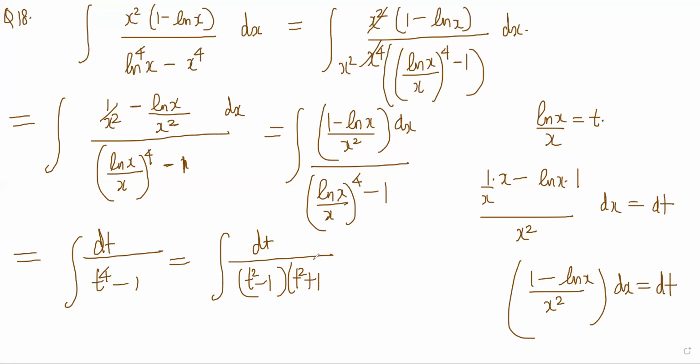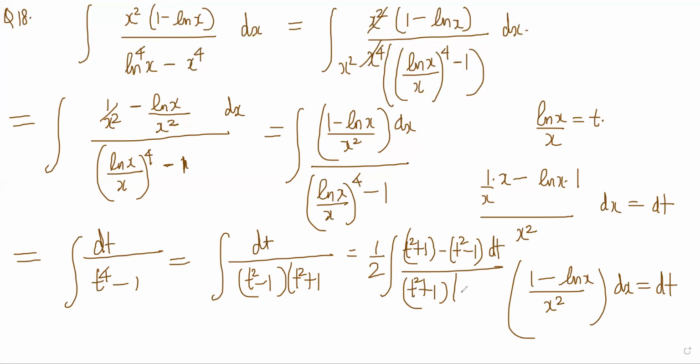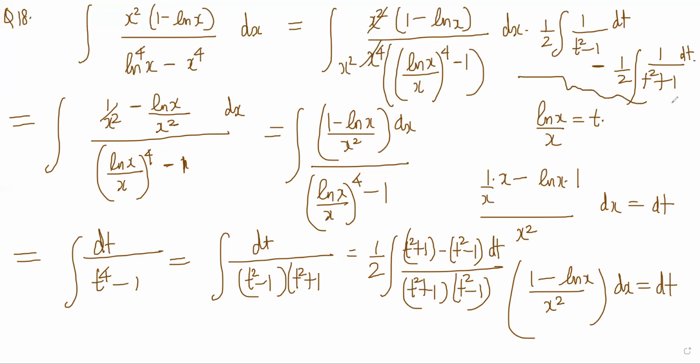You can say that this is equal to half into 2, and 2 is equal to (t square plus 1) minus (t square minus 1), dt by (t square plus 1) multiplied by (t square minus 1), right? And then you end up with two separate integrals: half of 1 by t square minus 1 dt, minus half of 1 by t square plus 1 dt, right? These integrals are easily doable. This is a standard formula, and this is simply tan inverse t. And you can now put back t as equal to ln x by x to find the final answer, right?